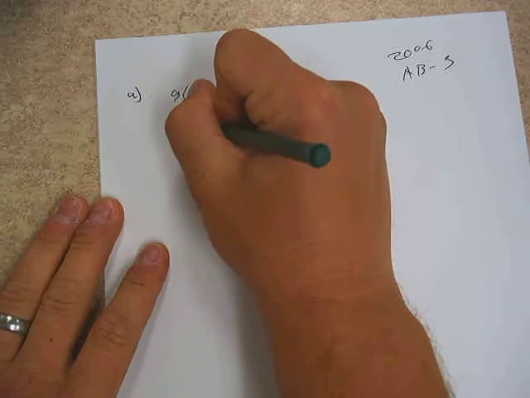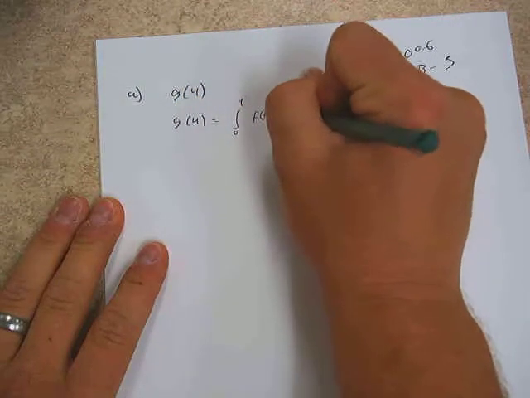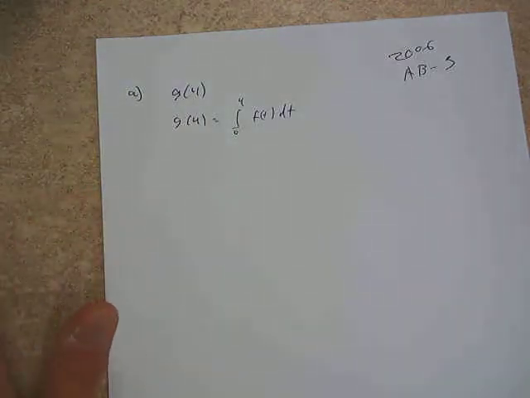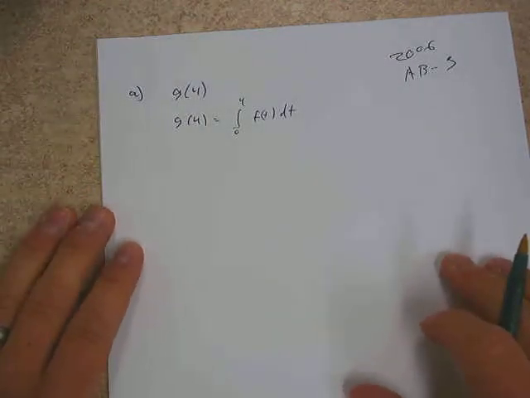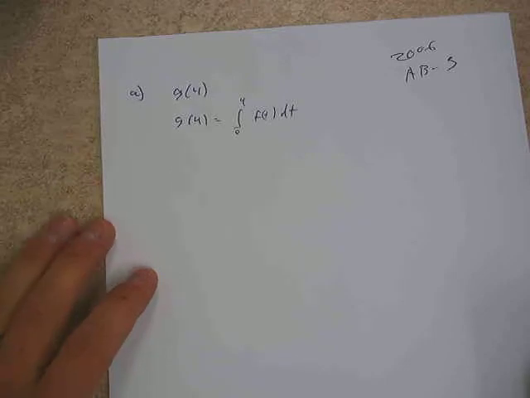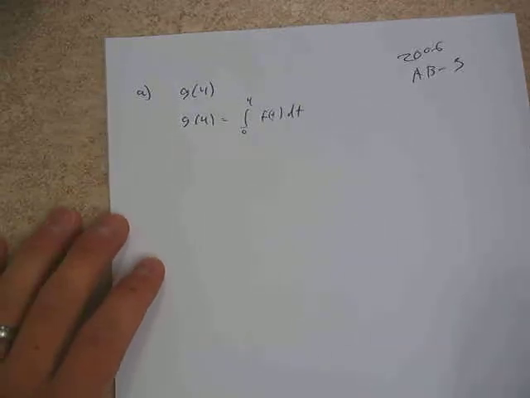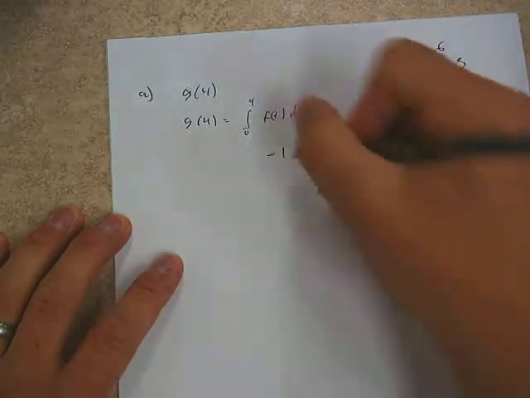Well, we know that g of 4 is going to be the integral from 0 to 4 of f of t dt, f being the function that we have a picture of. If we go from 0 to 4, we ultimately are just going to have some geometric shapes that we can find the areas of. From 0 to 1, we have a triangle below the x-axis, a 1 by 2. So 1 times 2 times a half would be 1. It would be negative 1.